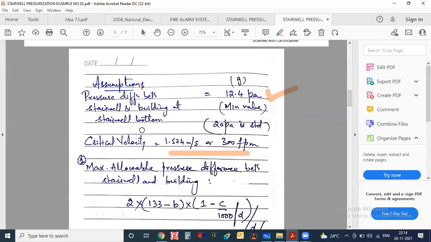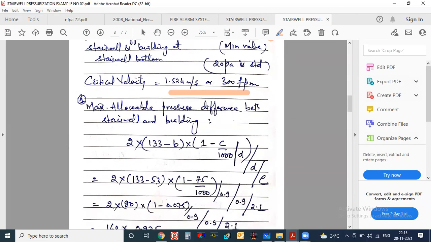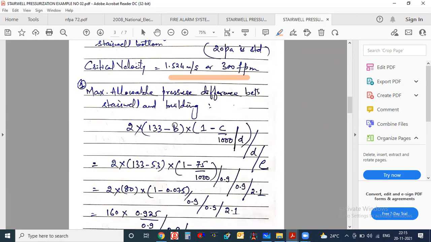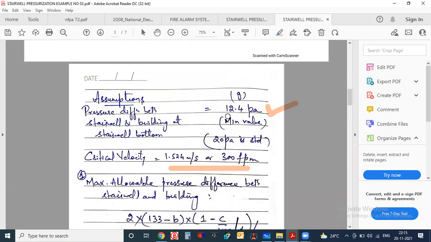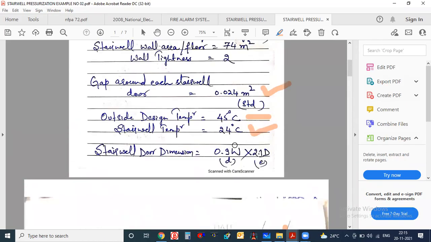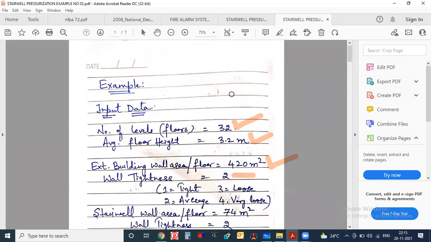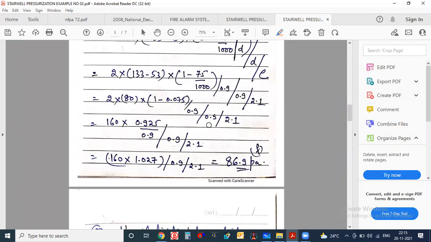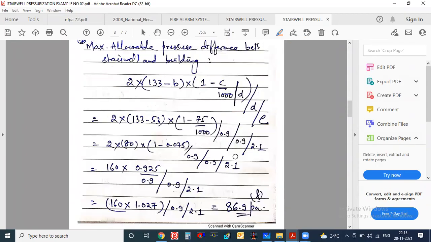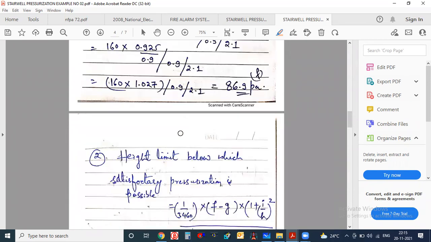Critical velocity. The critical velocity is the velocity you want to maintain whenever any fire occurs in the stairwell, or simply whatever velocity you want to maintain. Then the maximum allowable pressure difference between stairwell and building. Some formula is given here, with B, C, D, E. I have also written what C, B, D, E and A are. Some things are written here, and here they have calculated the pressure: how much maximum pressure is required.